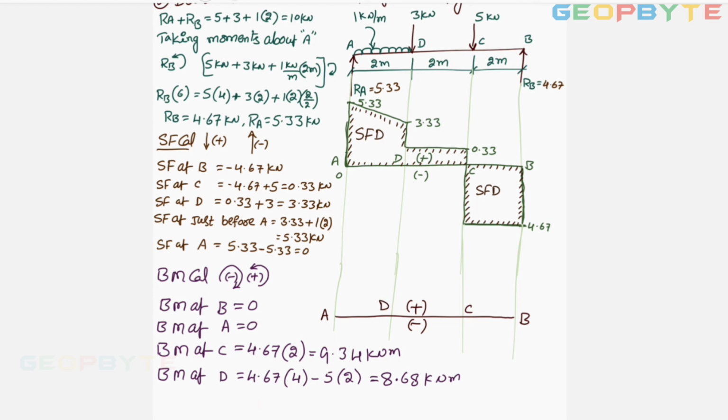What is the BM at B? 0. BM at A also 0. Let me mark here. And BM at C is 9.34. This may be 9.34. And BM at D it is 8.68. Somewhere here, 8.68. Now start from B, go for the value.